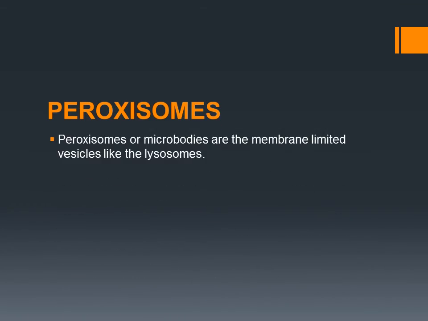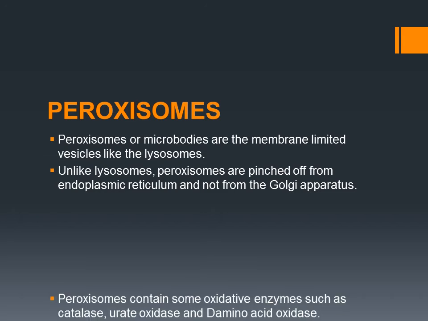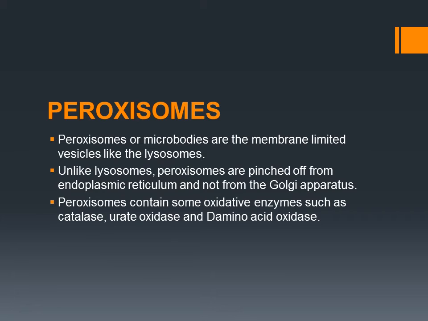Peroxisomes. Peroxisomes or microbodies are the membrane-limited vesicles like the lysosomes. Unlike lysosomes, peroxisomes are pinched off from endoplasmic reticulum and not from the Golgi apparatus. Peroxisomes contain some oxidative enzymes such as catalase, urate oxidase, and D-amino acid oxidase.